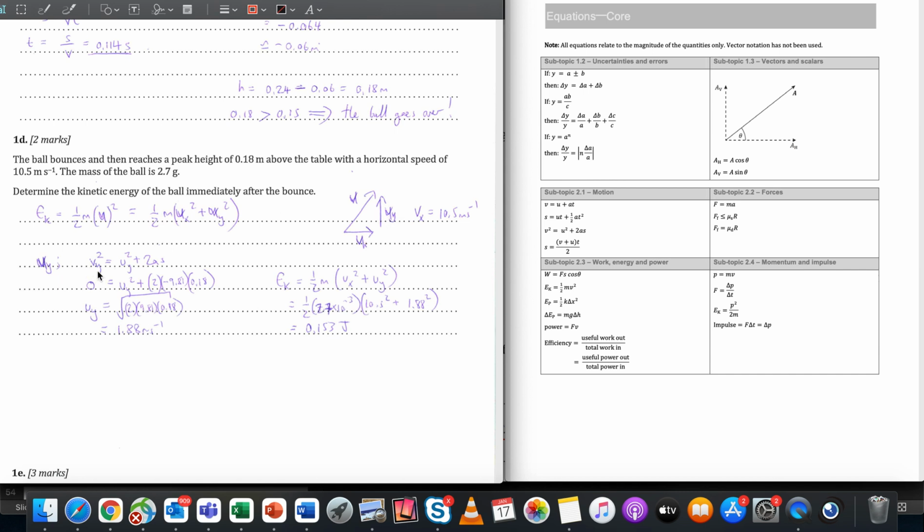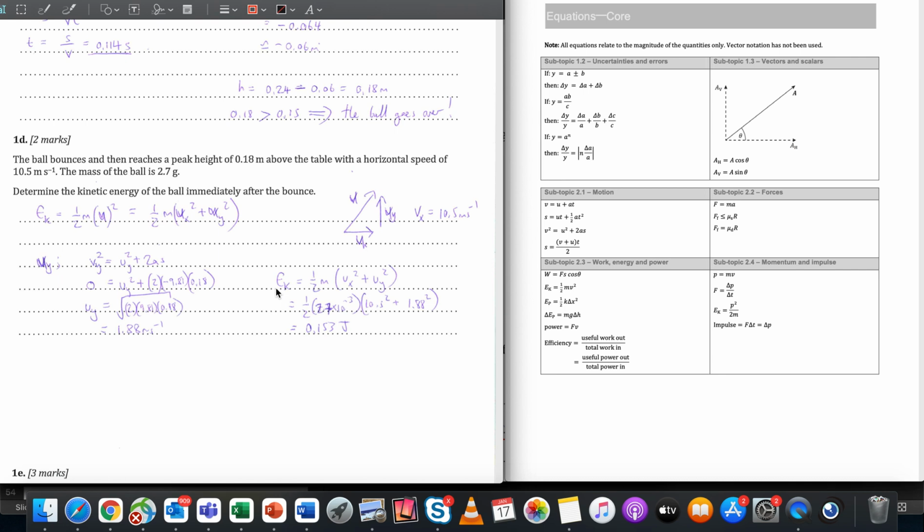Now, one way we could work out the y component is by thinking, well, we want to know the initial velocity in the y direction. We know that it bounces to a height of 0.18, and we know that it's working against gravity. So we're going to use v squared equals u squared plus 2as in the y direction. We know that at the top there, its velocity is 0, and therefore its initial velocity is going to come from 2 times our acceleration, minus 9.81, times our displacement in the y direction. So we end up with an initial velocity in the y direction of 1.88 meters per second.